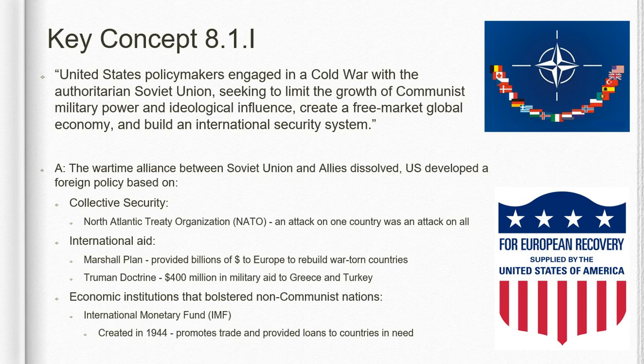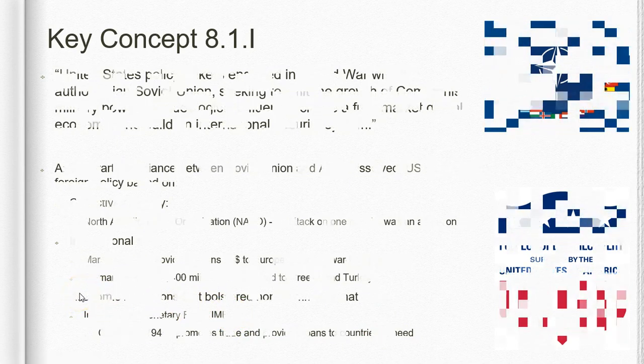IMF is not without controversy. There are some people who argue that the IMF is a way for the first world countries, the developed countries of the world, to exert their will and influence over the poorer countries, the third world countries, the underdeveloped countries of the world. But at the time, the United States saw this as an important tool to doing what? Containing the spread of communism.